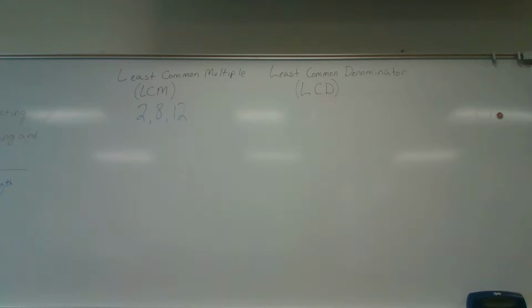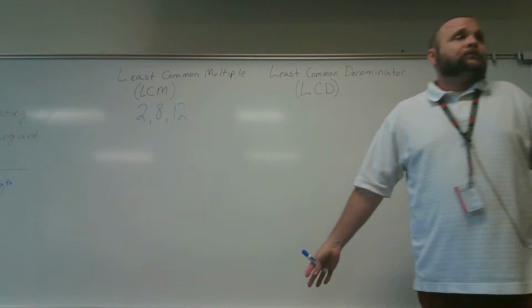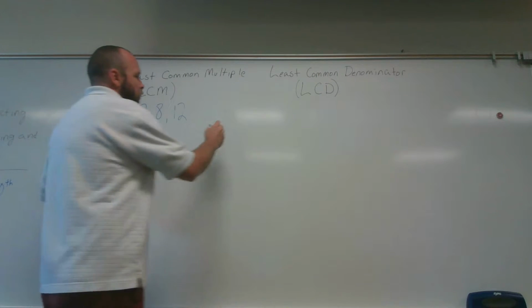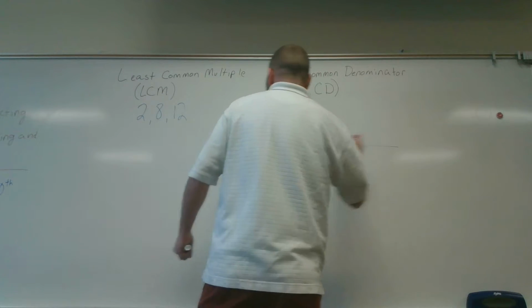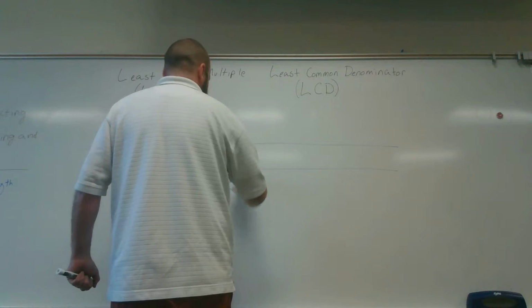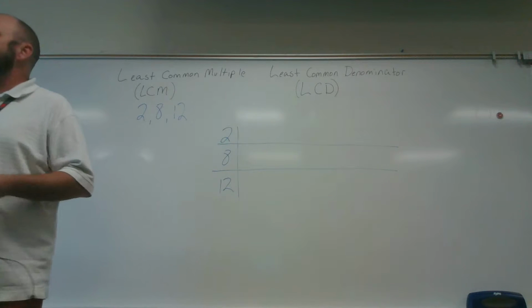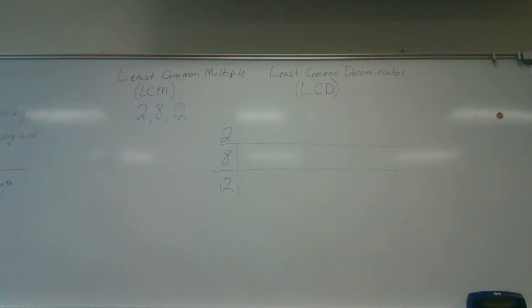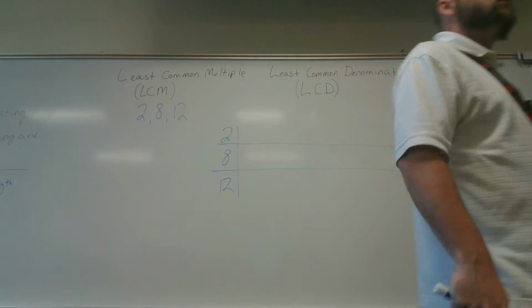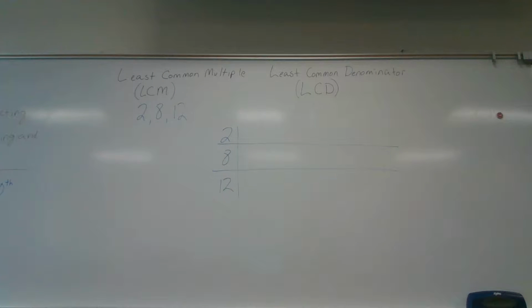It's 24. I want you to be quiet unless I ask you a particular question. Now, the more you practice, obviously, the better you'll get. Now, obviously, you have a multiplication chart. When you have to find least common multiple or least common denominator, my advice to you is use your multiplication chart. It'll save you much time.